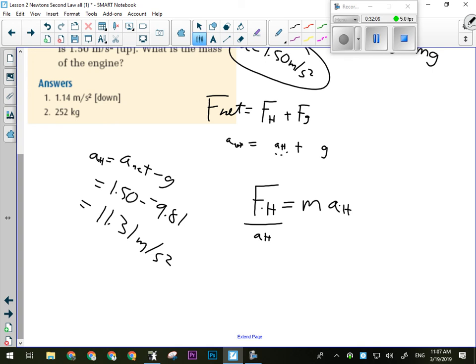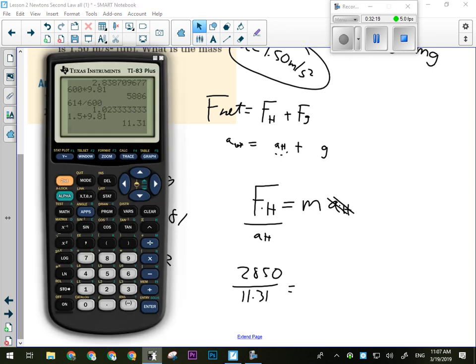So I can solve for the mass of the engine. These questions don't come up very often, but they come up once in a while, so it's important to understand how to solve them. So we're going to have 2,850 divided by 11.31. So the mass of the engine is 252 kilograms, which is pretty heavy. That's over 500 pounds.